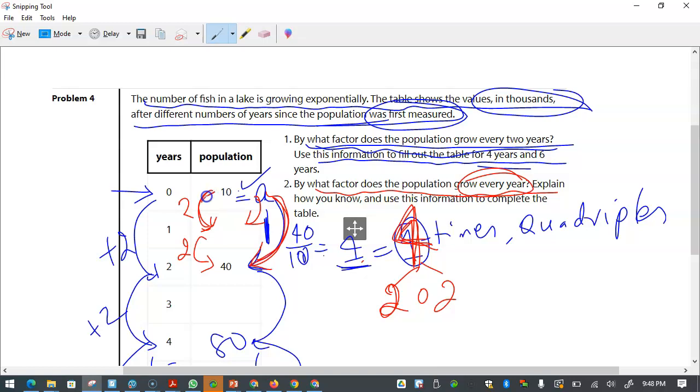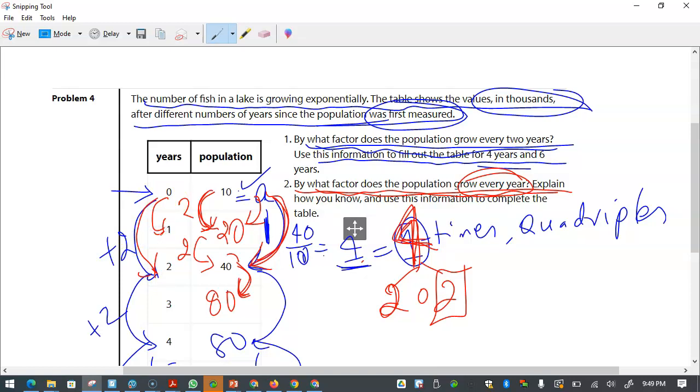So we can say, okay, 2 times 2 is 20, then again 20 multiplied by 2 will be 40. This 40 will be double of 80, right? So we already know the answer. By what factor does the population grow every year? That's the one. So in this case, it quadruples every 2 years, but every year it doubles. So that's what I mean.